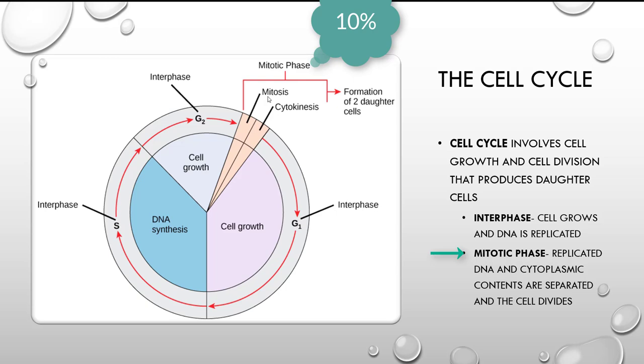This is when the replicated DNA will start to separate, and the cytoplasmic contents start to separate, and then the cell physically divides into 2. That's only about 10% of the cell cycle. So 90% of the time it's in interphase, 10% of the time it's in the mitotic phase.